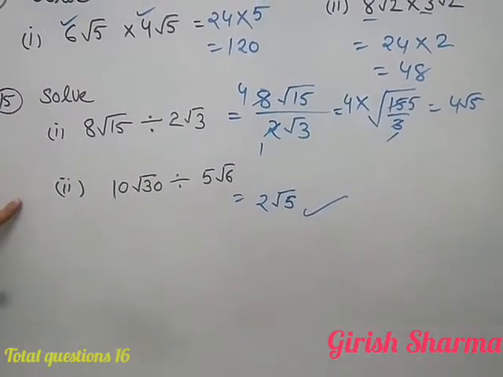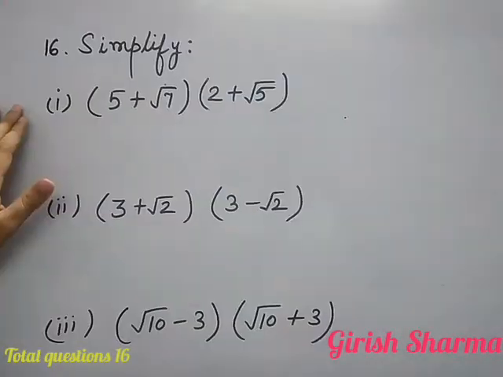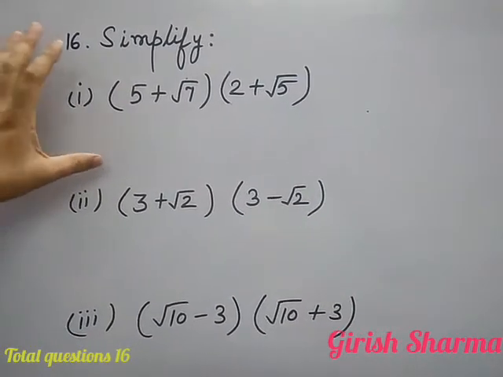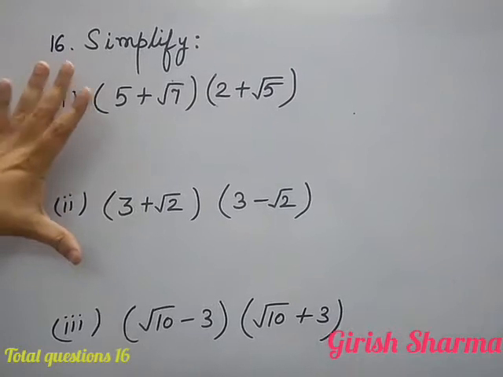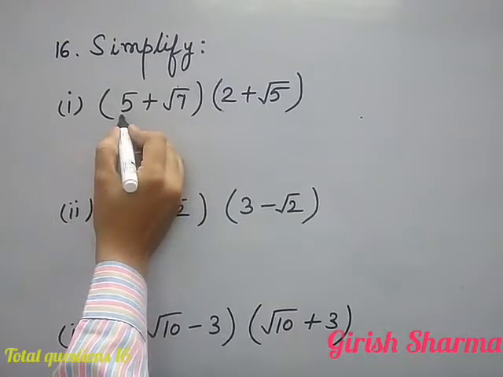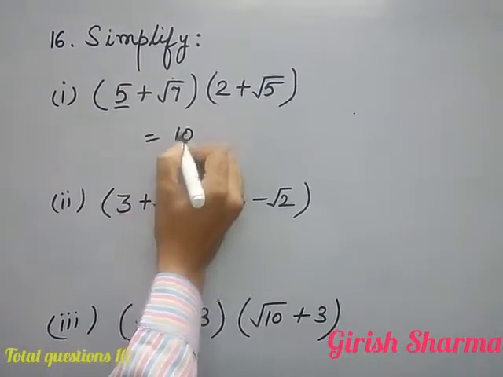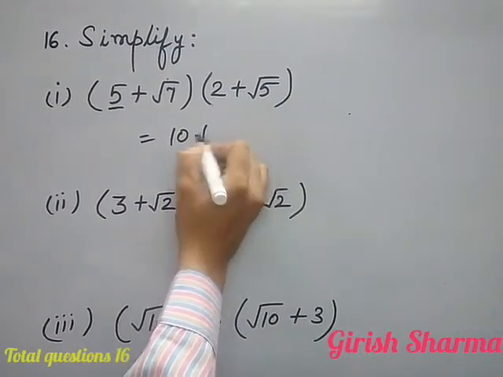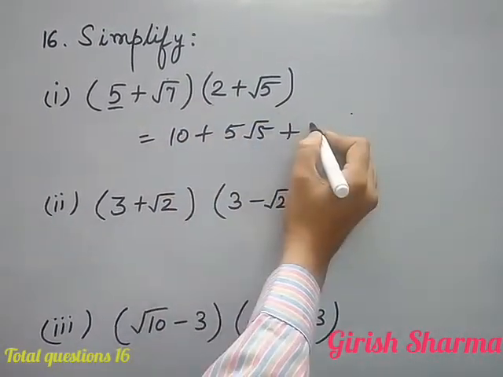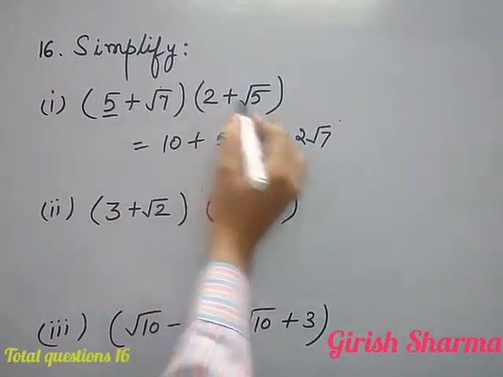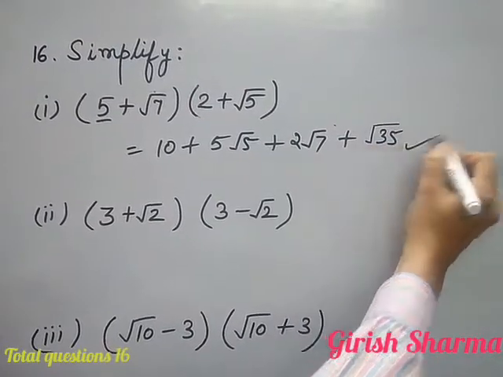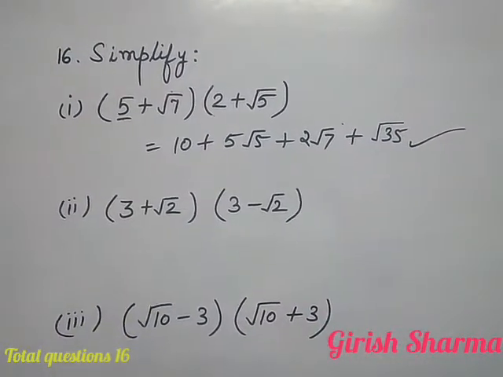Come on, the next question, number 16. You have to simplify fast because you will get this type of question in objective type, fast and accurate, with the help of the distributive property. 5 2s are 10. 5 plus 5 root 5. Then here 2 root 7 plus root 7 into root 5 is root 35. See, all terms are unlike, that is why this is your answer.